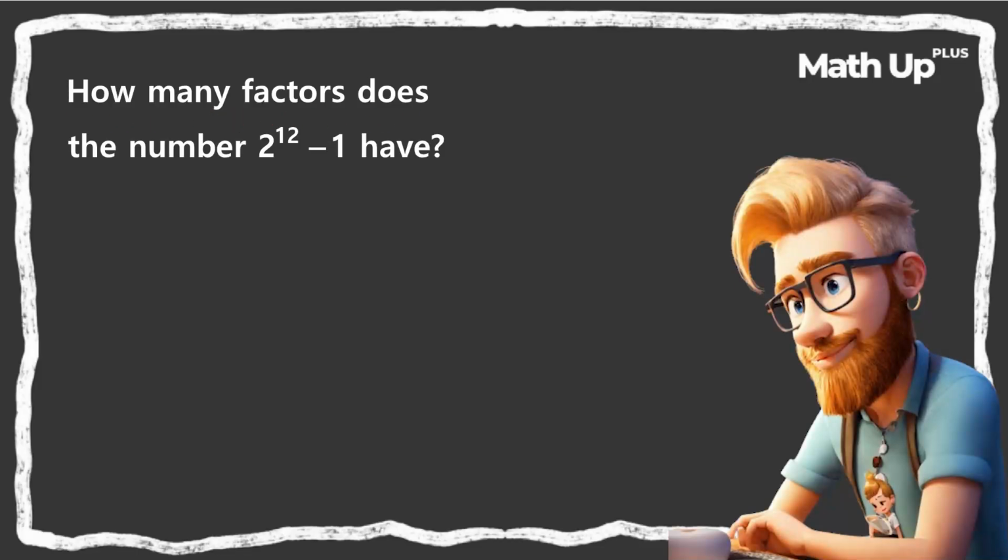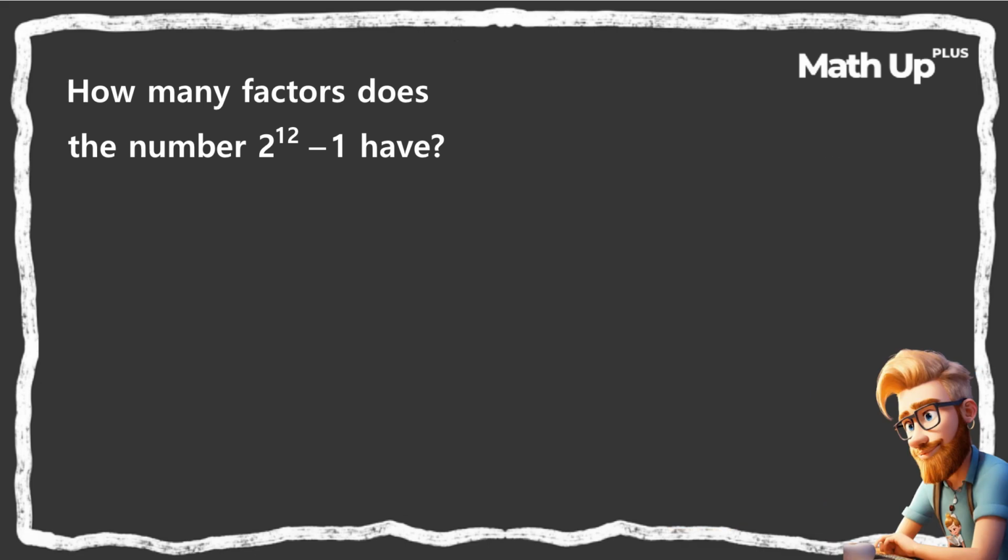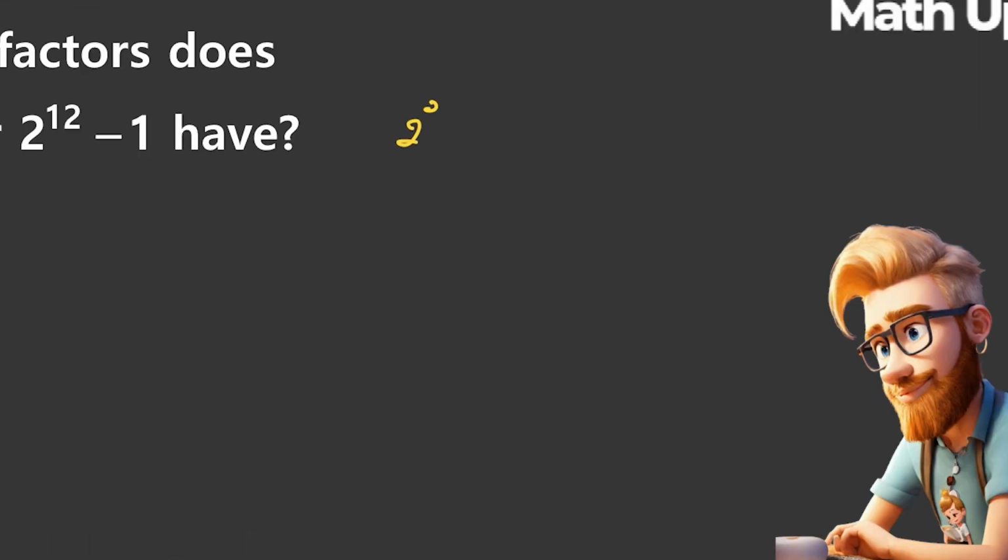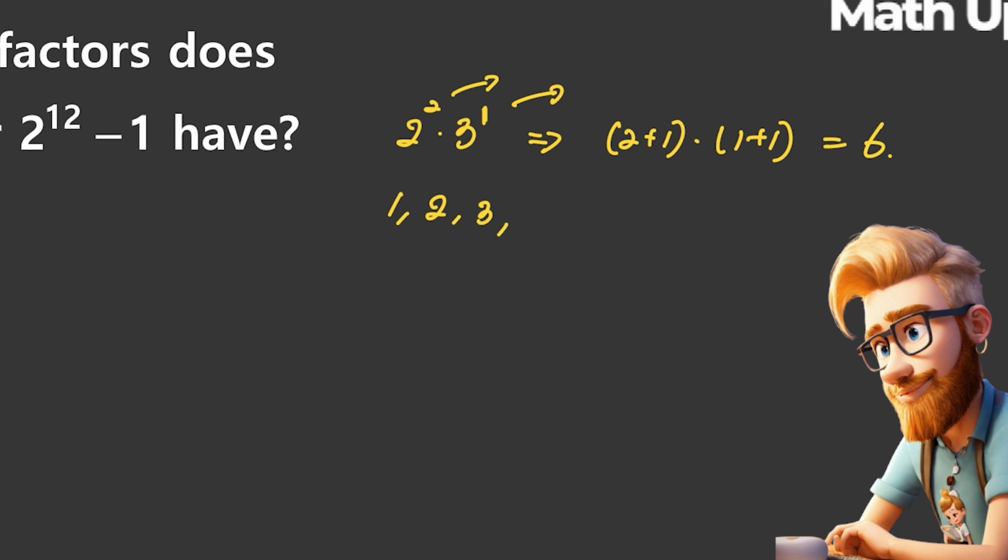How many factors does the number 2 to the 12 minus 1 have? The total number of factors of a number is equal to the product of each exponent in its prime factorization increased by 1. What I mean by that is if we have 2 squared times 3, the total number of factors is 2 plus 1 times 1 plus 1. So that is equal to 3 times 2, 6. So we have 6 factors. That's going to be 1, 2, 3, 4, 6, and 12.